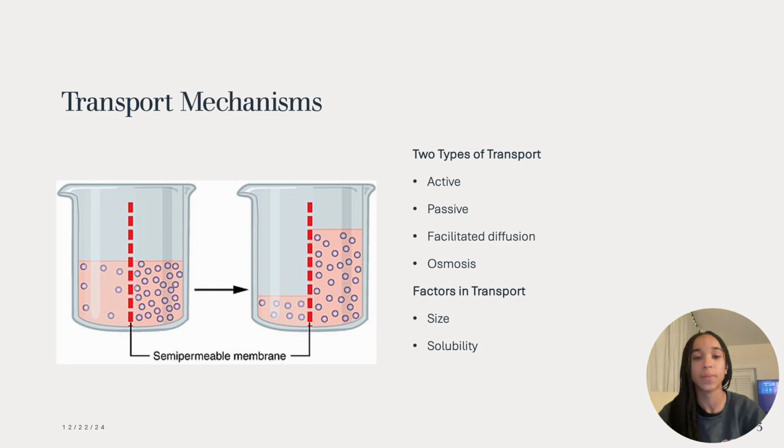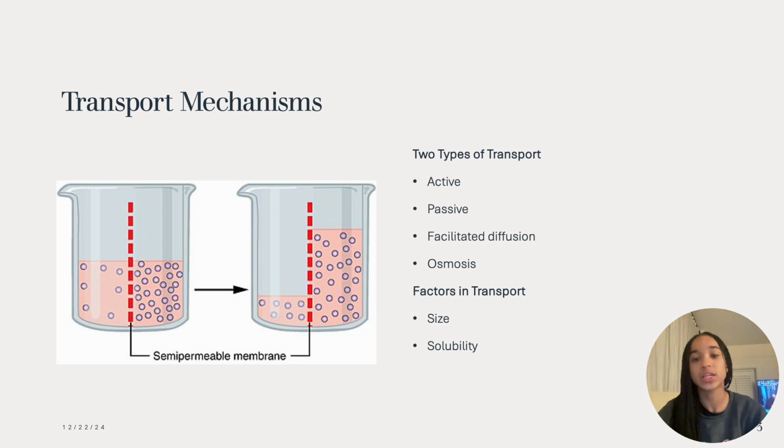Passive transport does not require ATP, and an example of passive transport is simple diffusion, when molecules move directly across the cell membrane from higher concentration to lower concentration. That way the molecules are able to move freely.